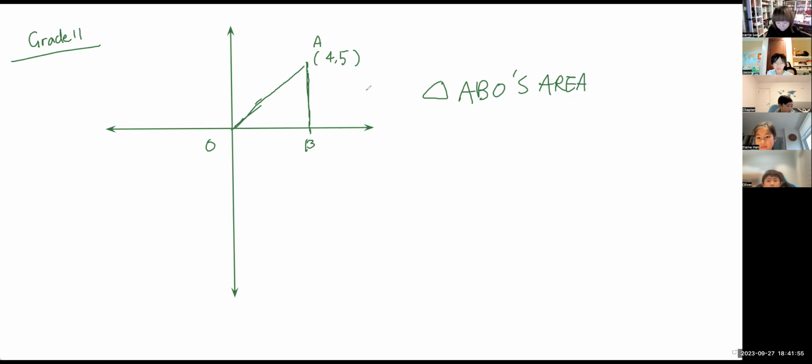The area? Yeah, area of triangle ABO. Is it 10? Very good. Good job. Because, chapter, you see, this one is 5. This one is 4. So that's why the area is 4 times 5 divided by 2 equals 10. Correct? Very good, Jason. Okay, so can you tell me what is the distance of AO?